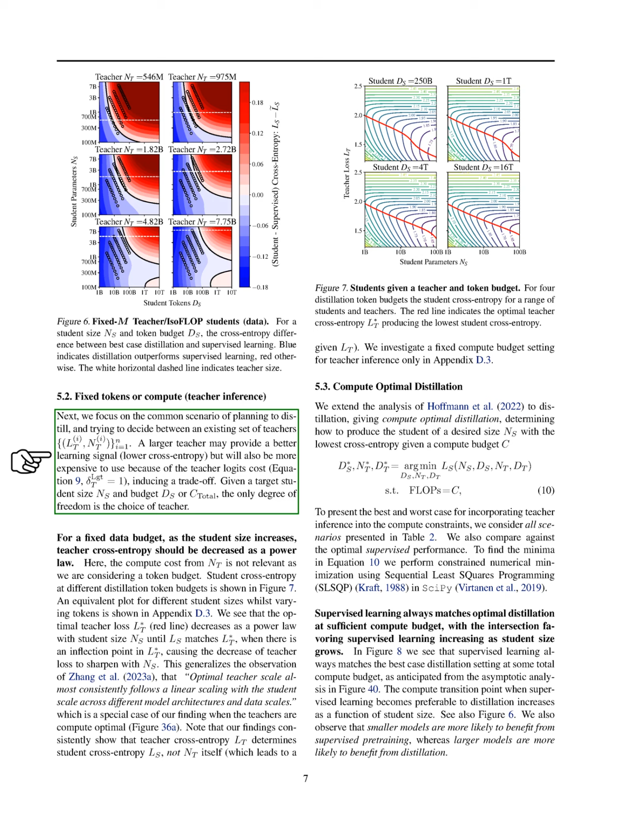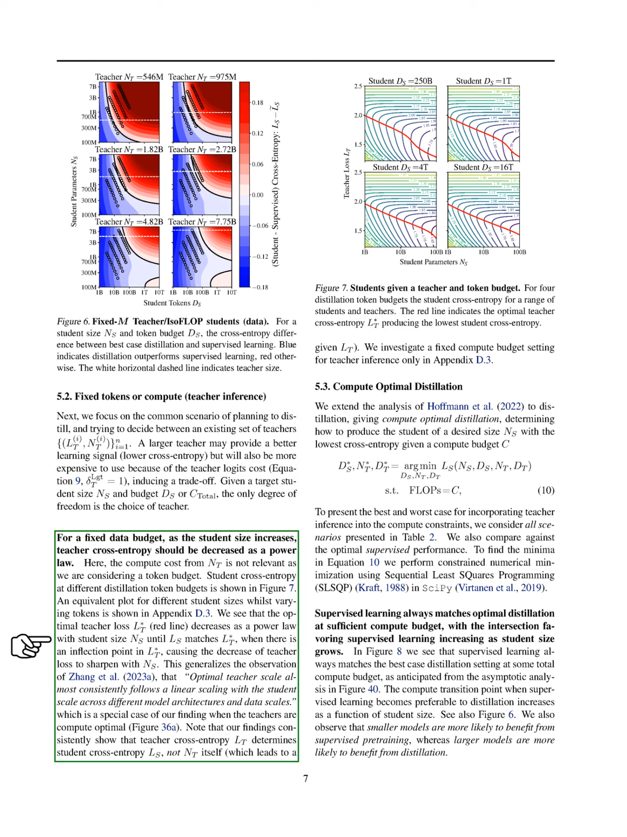For a fixed data budget, as student size increases, the teacher's cross-entropy should decrease following a power law. We illustrate student cross-entropy at different distillation token budgets and observe that the optimal teacher loss decreases as a power law with student size until it matches a certain point, leading to a sharper decrease in teacher loss. This observation supports the idea that optimal teacher scale generally follows a linear scaling with student scale across various model architectures and data scales. Importantly, our findings indicate that teacher cross-entropy determines student cross-entropy, rather than the compute budget itself.